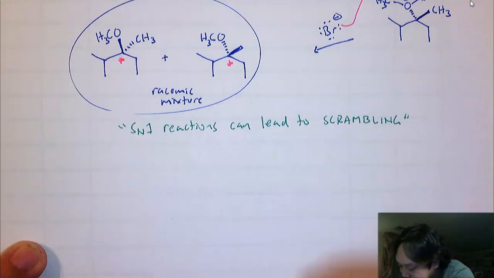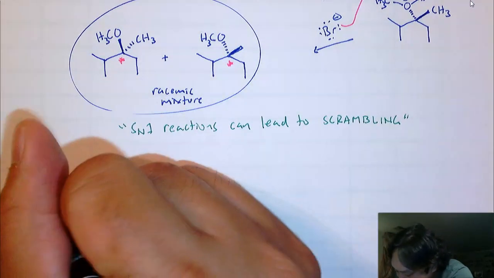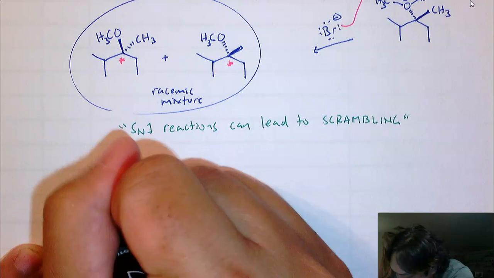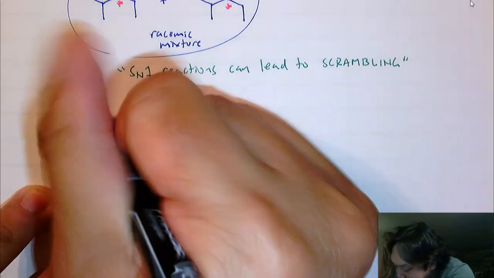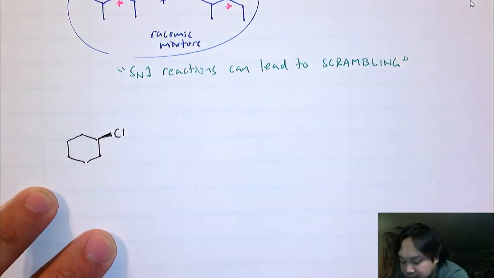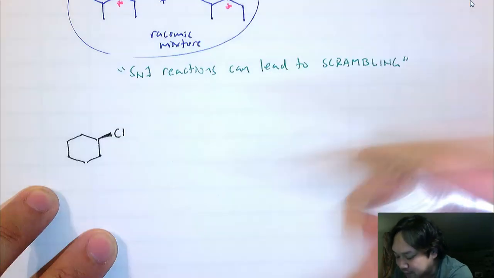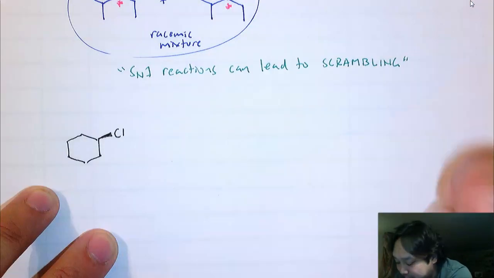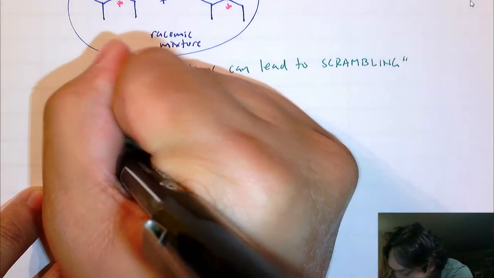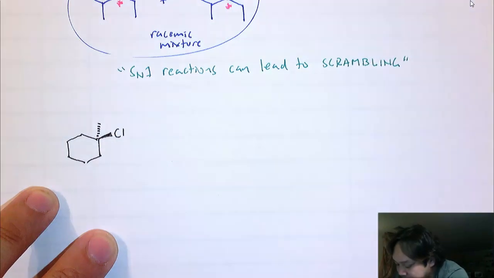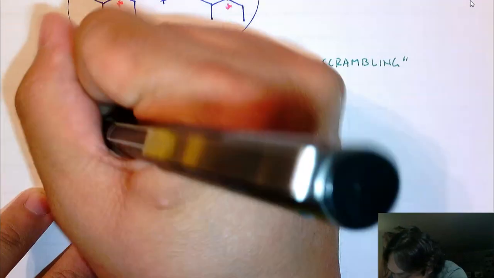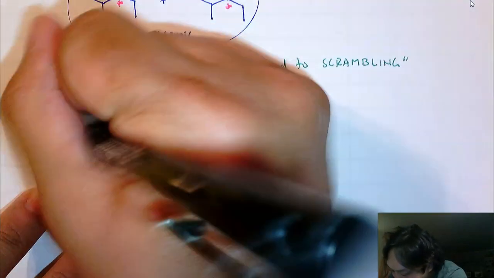Okay. So let's do another example. Let's try this. Chlorine. And I have to make this chiral so we can see the consequence of either inversion or scrambling. So here's a methyl group. And I gotta make this asymmetrical. So what can I do to do that? Let me add an OH group up here.